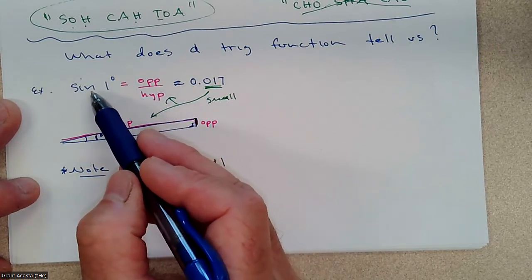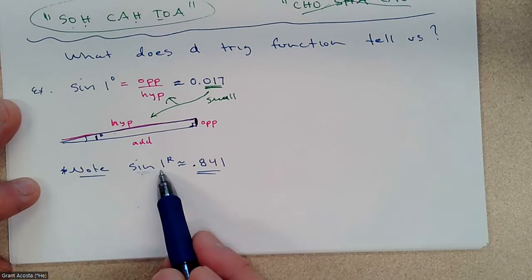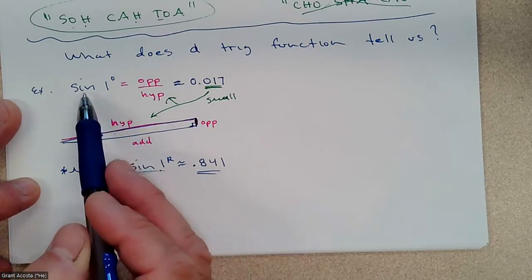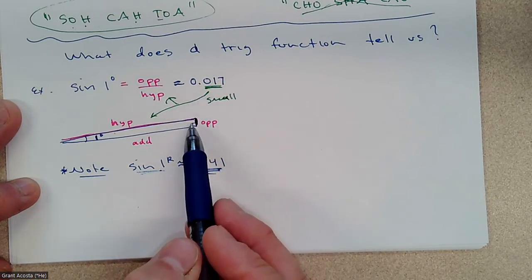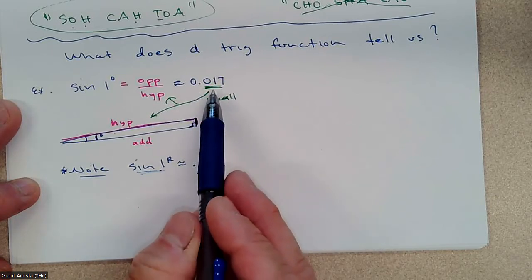Like if you reached for your calculator and it was actually set for radians, and you tried to do the sine of 1 degree and you got 0.841, you would hopefully realize something can't be right here, because this should have been a very small number, right?